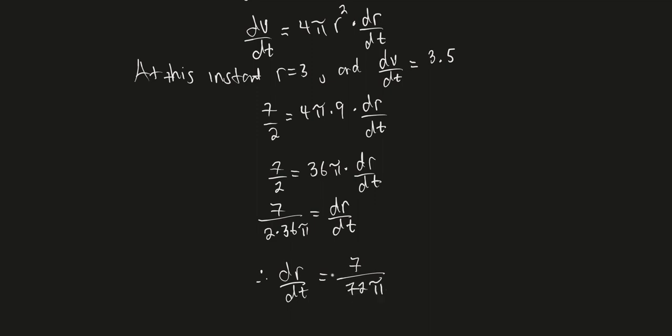So we have 7/72 pi. And then the units, now think about what the units of radius would be. Well, that would just be inches, right? If the volume is in cubic inches, then the radius is just in inches, and then it will be per unit of time, which in this case is per minute. So that's the rate at which the radius is changing at this particular instant.